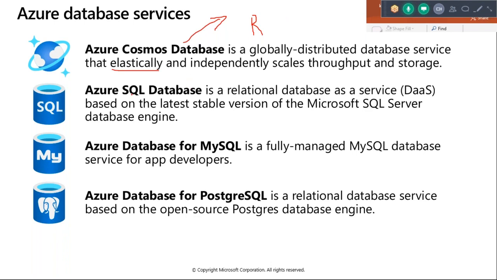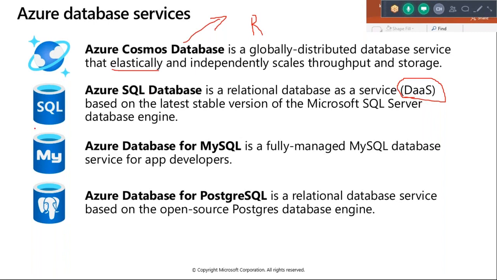Whereas if you speak about a relational database, you have the Azure SQL Server database, which is database as a service. Azure is developing the DB and giving it to you. You can just use the DB. It's always based on the latest stable version of the SQL Server engine, whichever you have on-prem. So for relational DB, people who want to use SQL Server can use this Azure SQL DB.